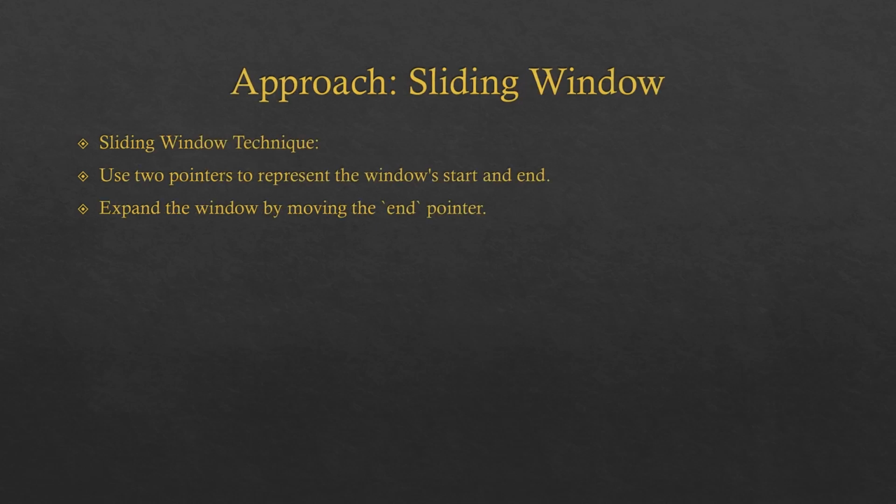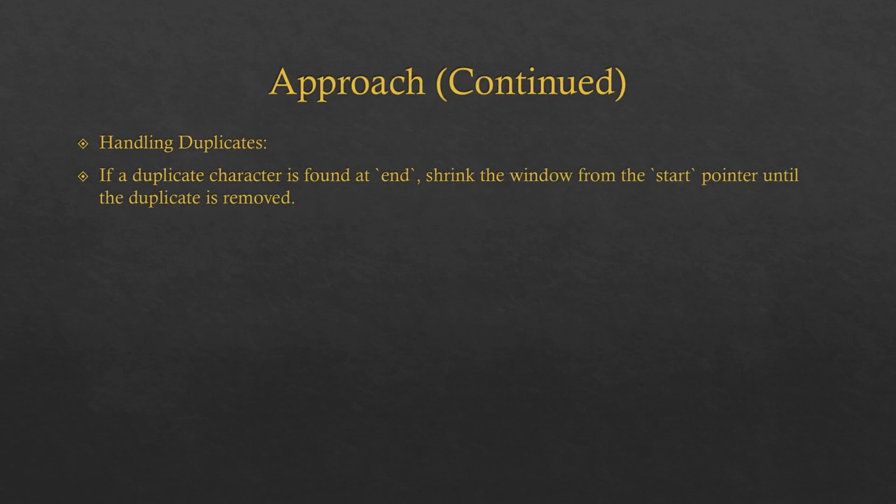One efficient approach to solving this problem is the sliding window technique. The idea is to use two pointers to represent the window's start and end, expanding and contracting the window as we move through the string. When we encounter a duplicate character, we shrink the window from the start until the duplicate is removed. This helps us maintain a substring with distinct characters at all times.